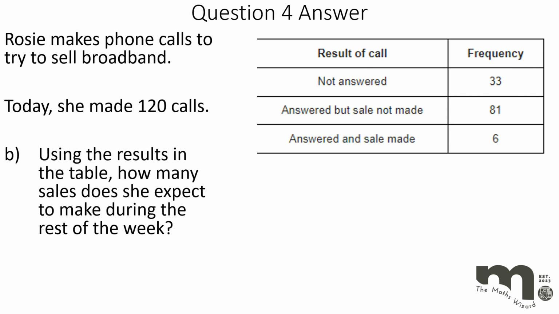Okay, second part then. The sales were made on 6 calls, so that's 6 out of 120. If we multiply that by 500, it would be 25. So she would expect to make 25 sales during the rest of the week, based on those 120 calls that she made in the first week.